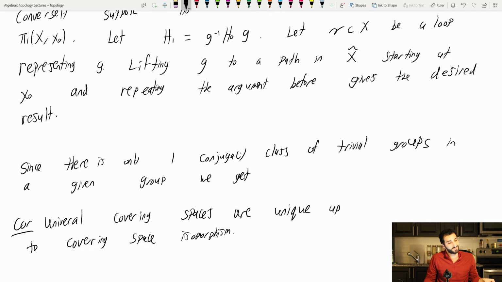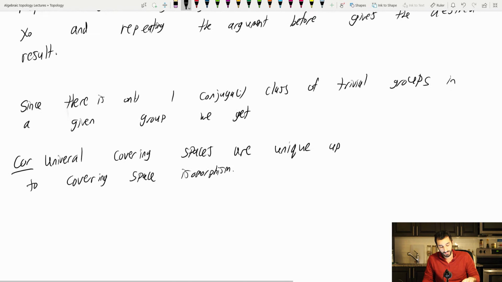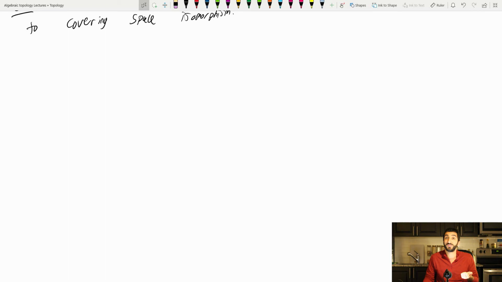Okay, so now we understand covering spaces up to isomorphisms. And here's something common in math in general. Once you understand an object up to isomorphism, the next thing you do is understand the isomorphisms themselves. And these are called deck transformations.